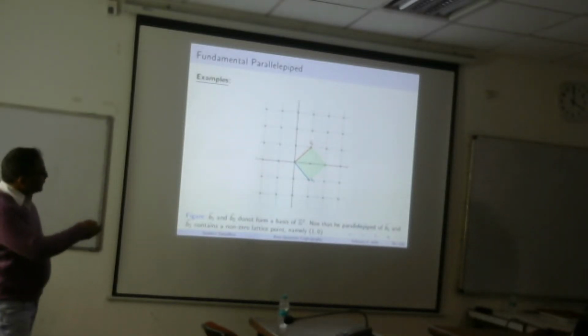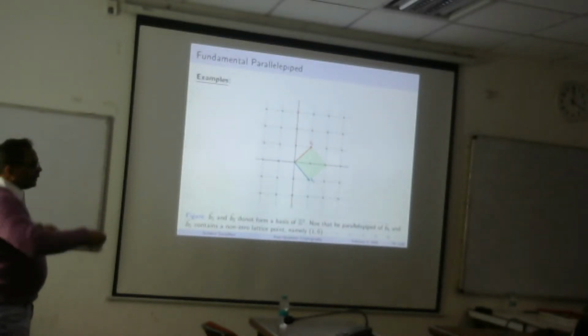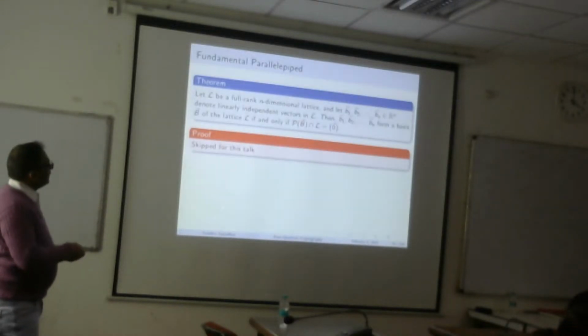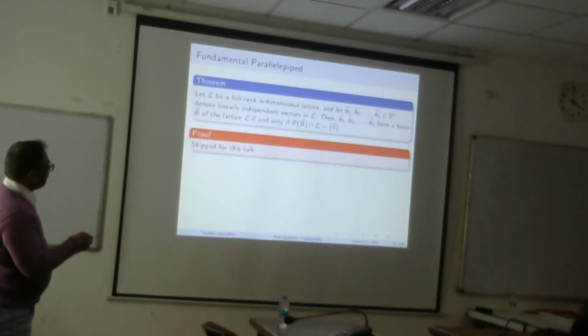So this B1 and B2, they are not the basis. This could be lattice, but B1 and B2 are not the basis. So then essentially this is what I have said here in this very famous theorem.